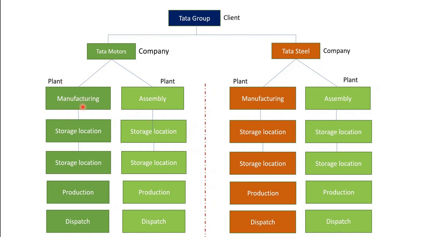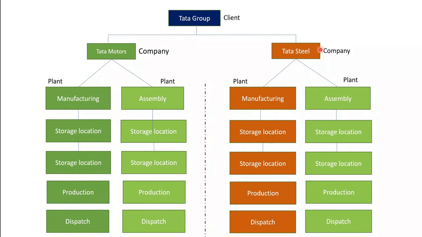Inside the plant, there will be storage locations, so two different storage locations. Then we take over the production activities in the individual plants. Once the production activity is completed, we can dispatch the finished goods to their customers. This is the production. This is the organization structure overview, just an overview at a high level. At a deeper level it will become a clearer picture.